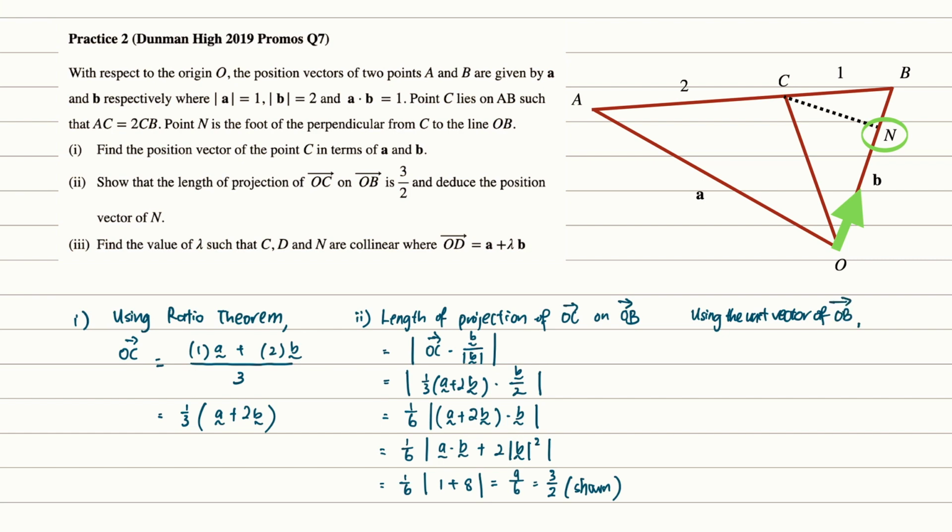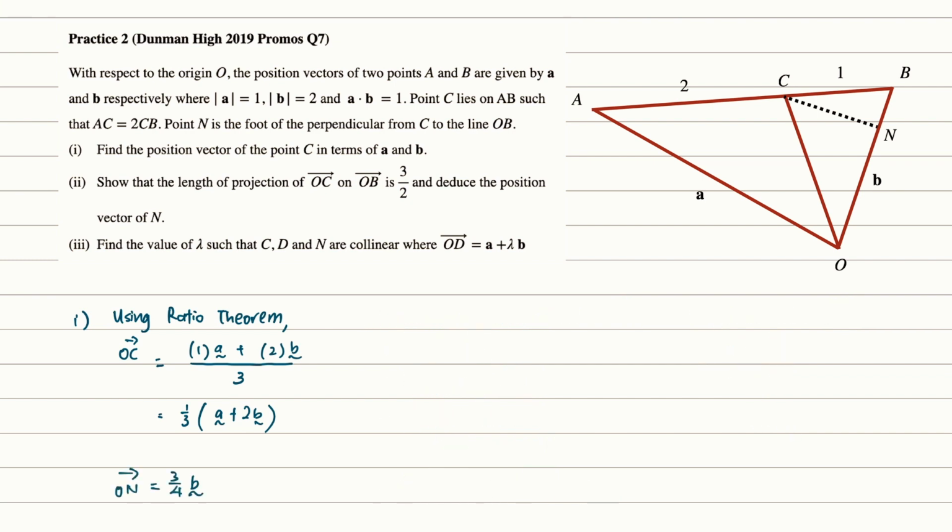Thus, using this property, the vector ON is equals to 3/2 multiplied by the unit vector of B. So this will be equals to 3/2 B over the modulus of B, which is equals to 3/2 B over 2, since the modulus of B given in the question is 2. And by simplifying further, position vector of ON is equals to 3/4 B.